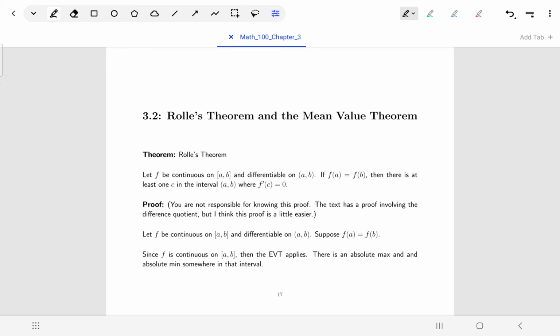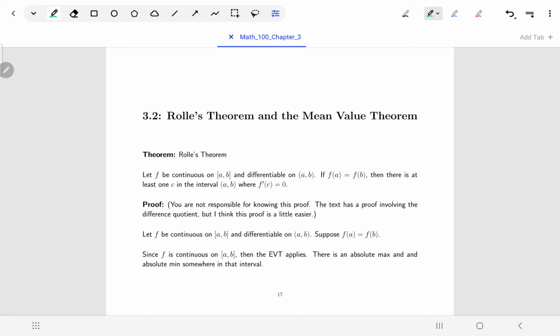Welcome back. In this section, we're going to look at two important theorems in calculus, Rolle's theorem and the mean value theorem. To begin with, Rolle's theorem starts off with a couple little hypotheses. We've got a function that's continuous and also differentiable, and we also happen to have at the endpoints of our interval that our function has the same y value.